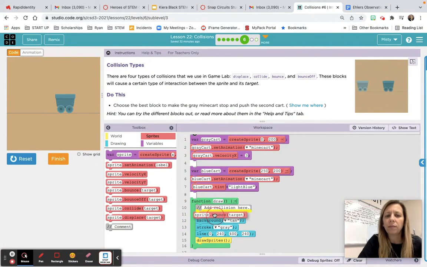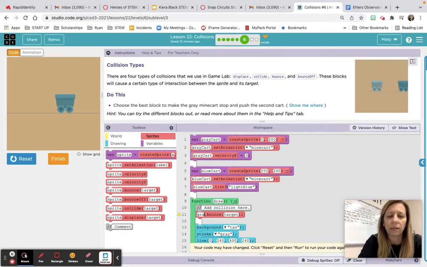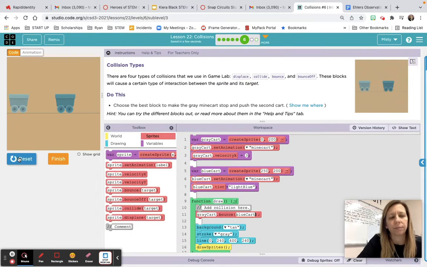I believe when I was playing around with this earlier, let's see if I got it right. See if the gray cart bounces the blue cart. Let's see. Boom. That's the one you're looking for. So if you're stuck on that one, gray cart bounces the blue cart. Now, if they collided, we used the collide and kept the sprite and the target in the same order. When the gray cart hit the blue cart, it would stop. And they'd both sit there and stop.